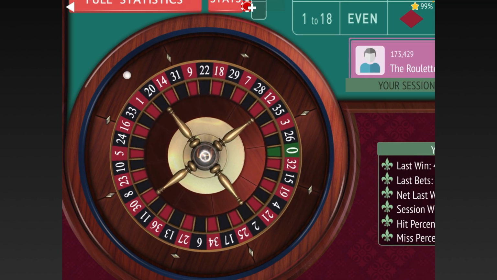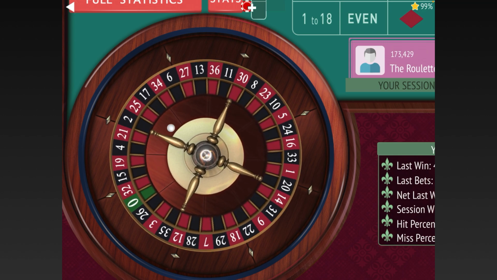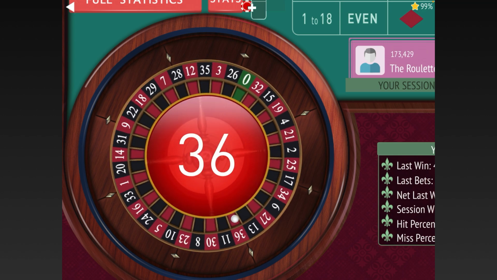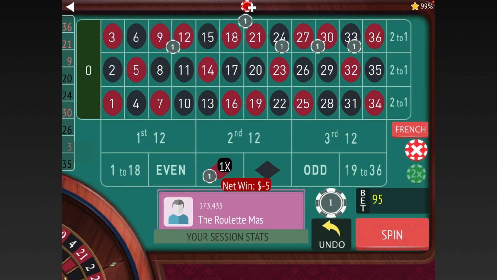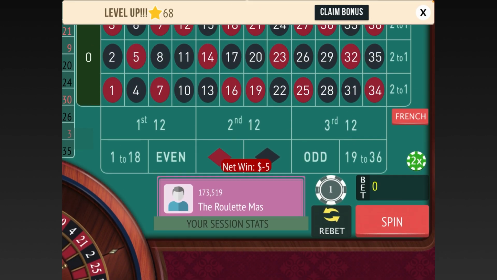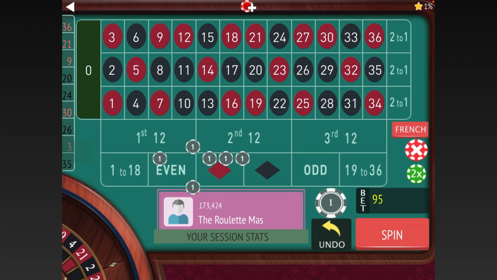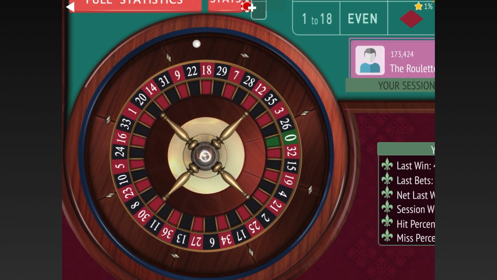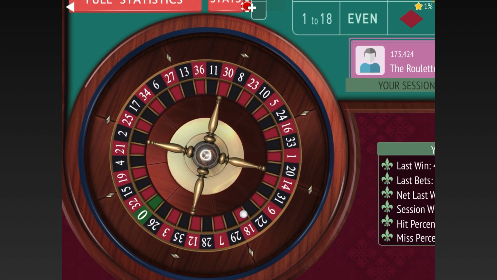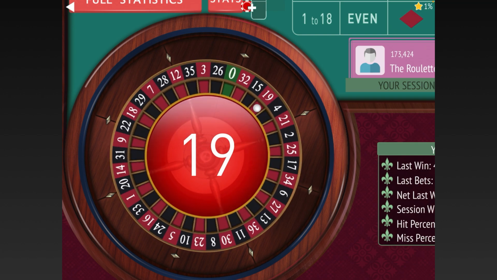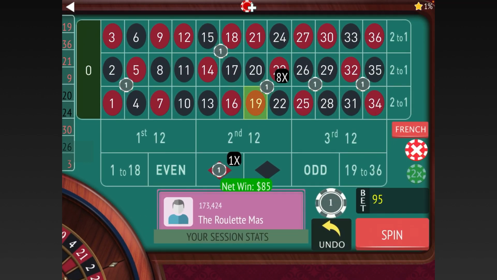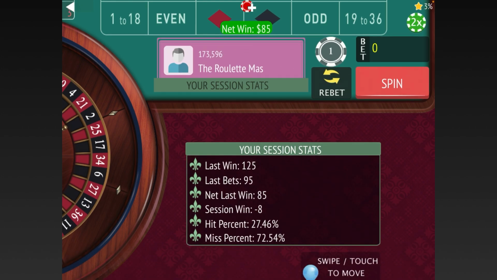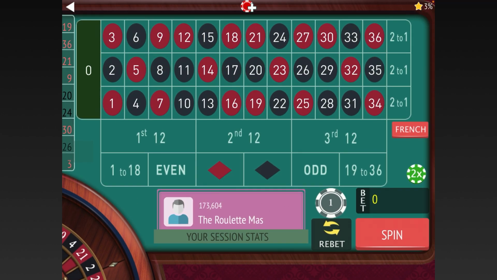So let's see if we can get a win here. 36 red. Another $5 loss. So we're minus 93 now. That's because we haven't really been able to get any of the 1 back wins accumulating. 19 red. Alright, we finally got a win there. We're getting close to being back in profit.